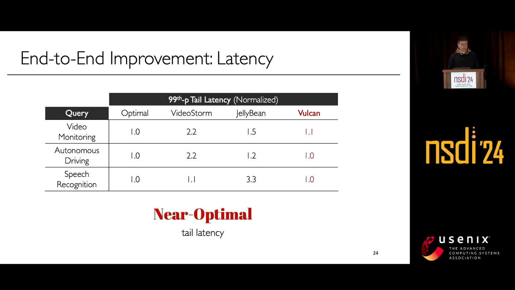Regarding the end-to-end performance, Vulcan can achieve almost the same optimal performance achieved in exhaustive search. The table here shows you the normalized 99th percentile tail latency under different baselines. And we observe that Vulcan can achieve near optimal performance, but with a much smaller cost. Vulcan can also achieve near optimal accuracy results, but we don't show them here for brevity.